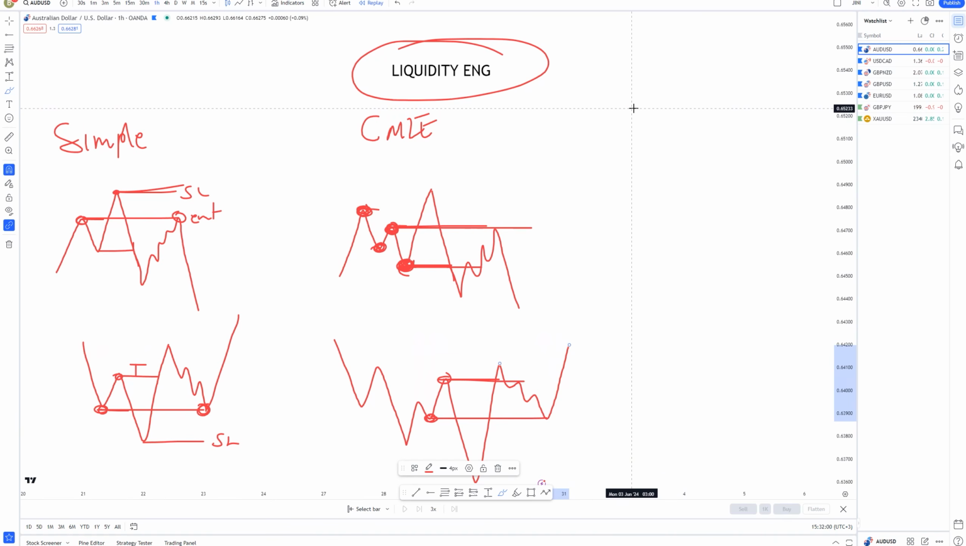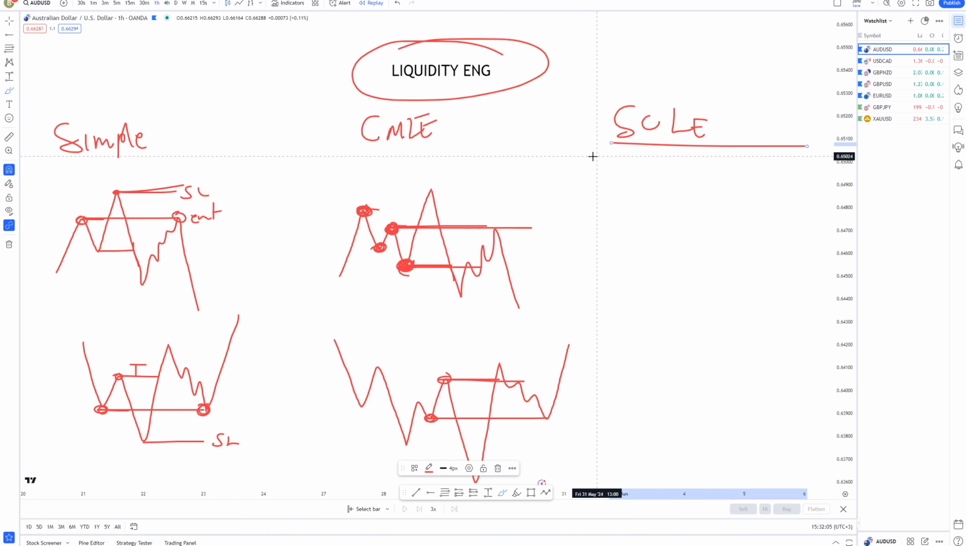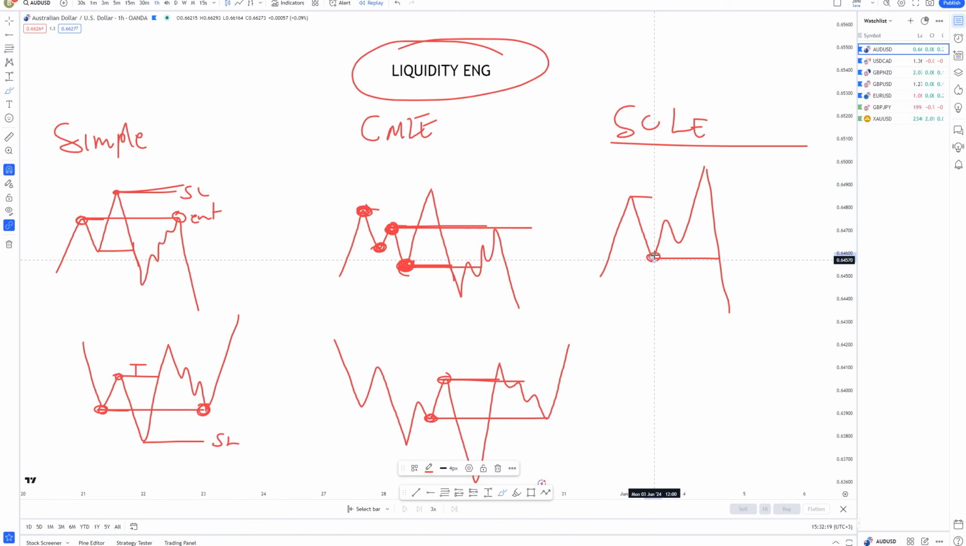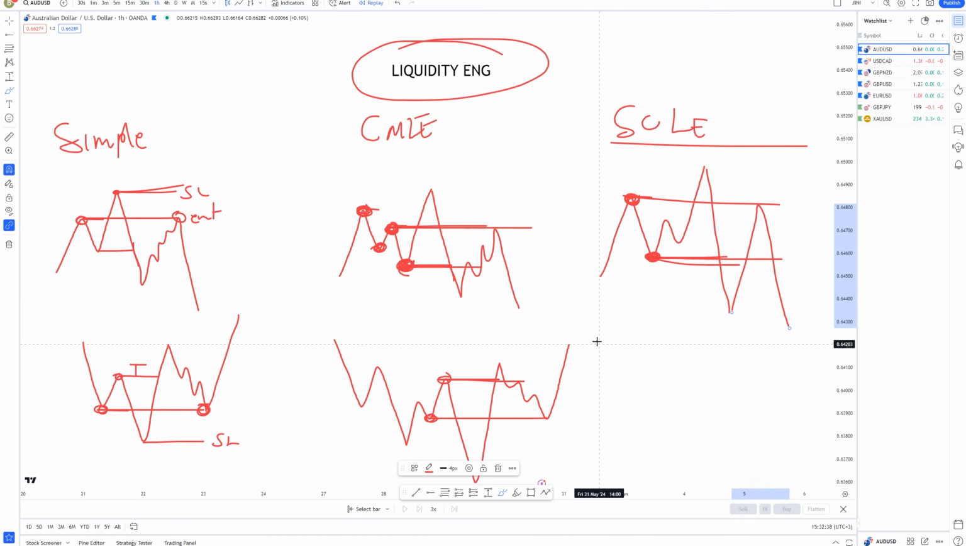The last thing is the simple compressive liquidity engineering. This is very, very simple. It looks like this. The price just created a high, then a low, structure inside, and then a high, breaks above, and then breaks the low. Because this is the last low that has been broken, this is the high that forms that low. So because this high forms the low that has been broken, this high will be the entry point. That is the simple compressive liquidity engineering.